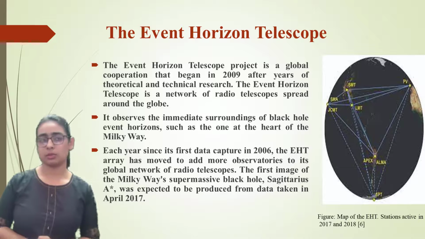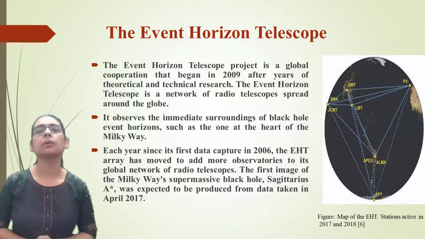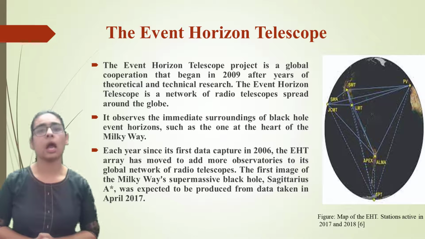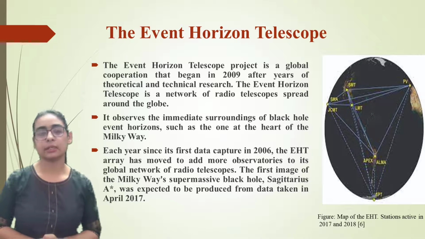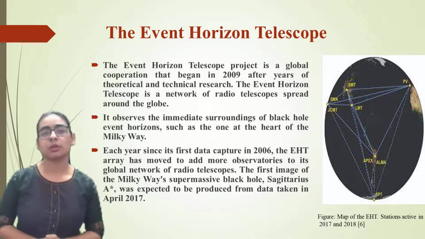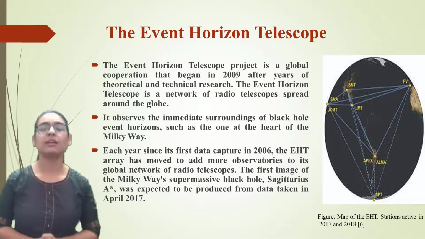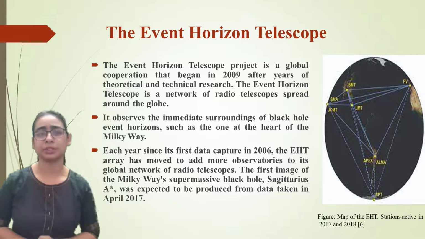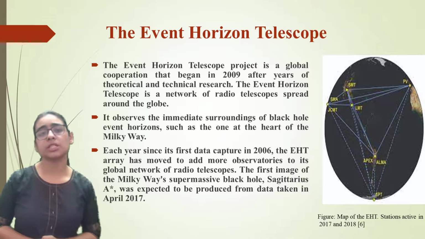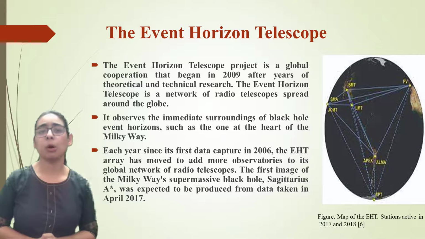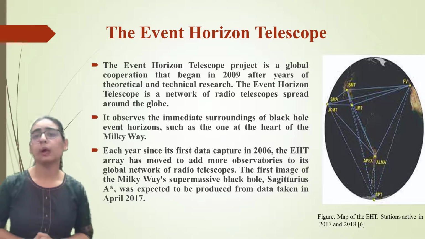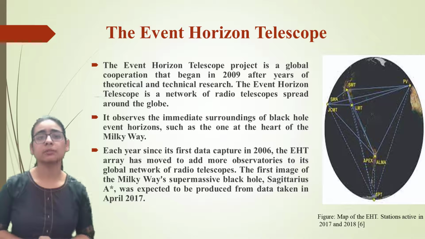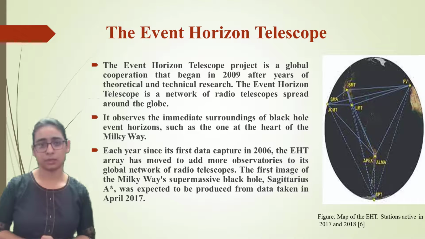The Event Horizon Telescope. The Event Horizon Telescope project is a global cooperation that began in 2009 after years of theoretical and technical research. The Event Horizon Telescope is a network of radio telescopes spread around the globe. It observes the immediate surroundings of a black hole event horizon, such as the one at the heart of the Milky Way. The EHT project combines data from numerous very long baseline interferometric sites throughout the world into a single array with enough angular resolution to view objects the size of a supermassive black hole's event horizon.